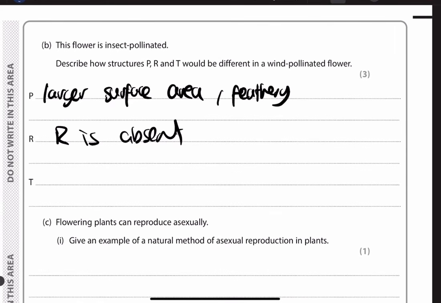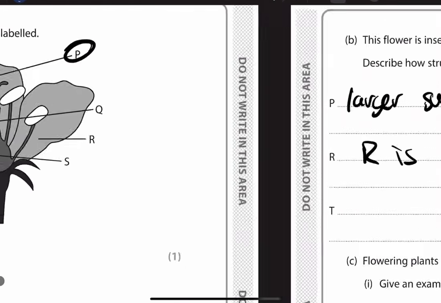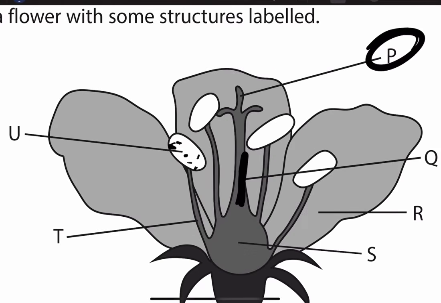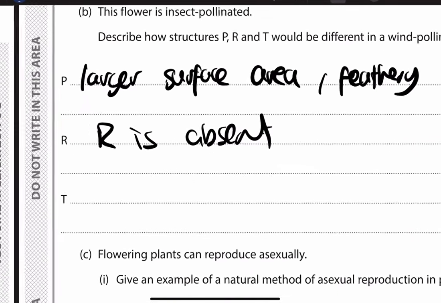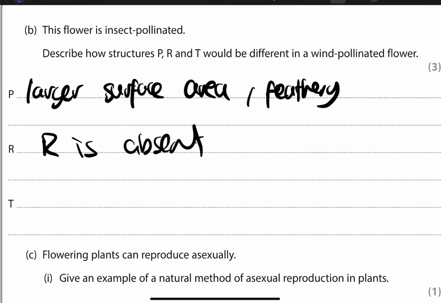So yeah. Now for T is interesting. T is our filament, which holds the anther. So what would we want from our anther filament? Well, we want it to be longer, right? We want it to be longer so it's more exposed to the air, so that more, you know the process of wind pollination.